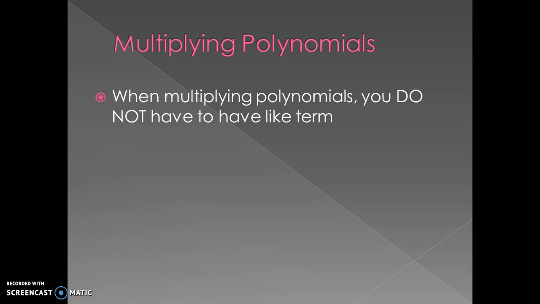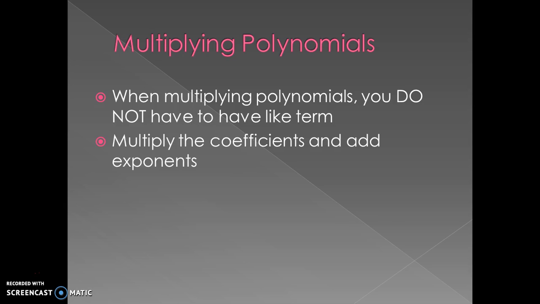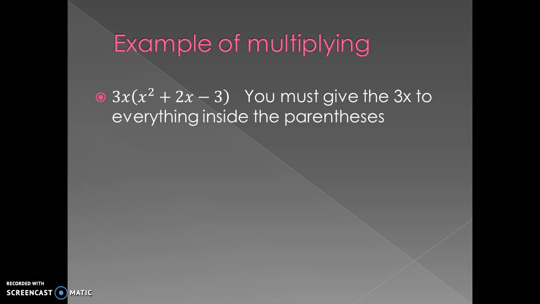Finally, when you multiply polynomials, you do not have to have like terms to multiply polynomials. You simply multiply coefficients and add exponents. Multiply the coefficients, or the numbers in front of the letters or the variables, and add the exponents. So here's an example. We have two examples of these. The first one is 3x times x squared plus 2x minus 3. So I have to give the 3x to everything inside the parentheses, not just the term that has the x in it, but everything.